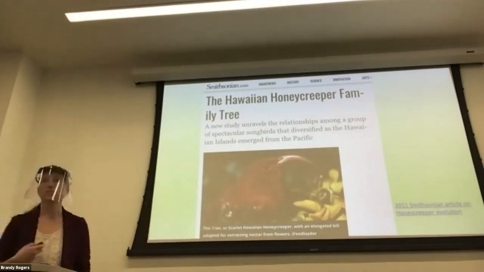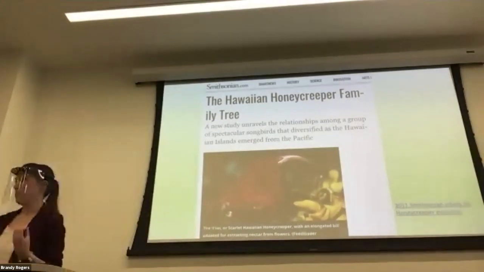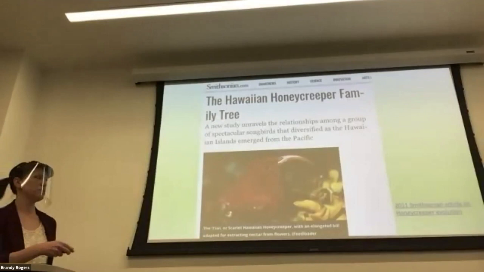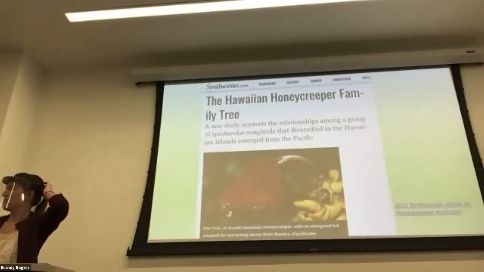But if you're interested in the work that they did, this is a Smithsonian article. So it's not like a scientific paper. It's not hard to read. It's just a popular science article on how they figured that out using genetics. So that's kind of cool.